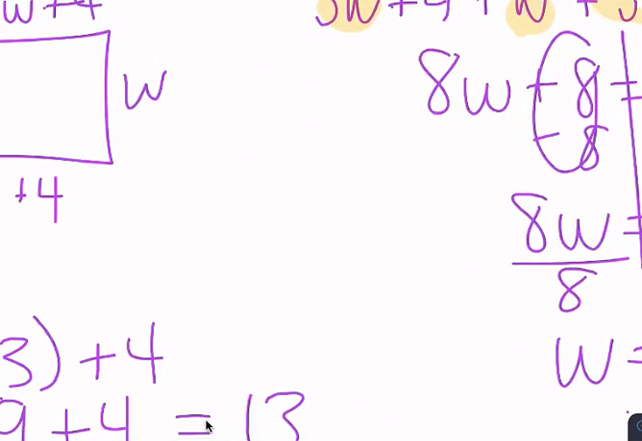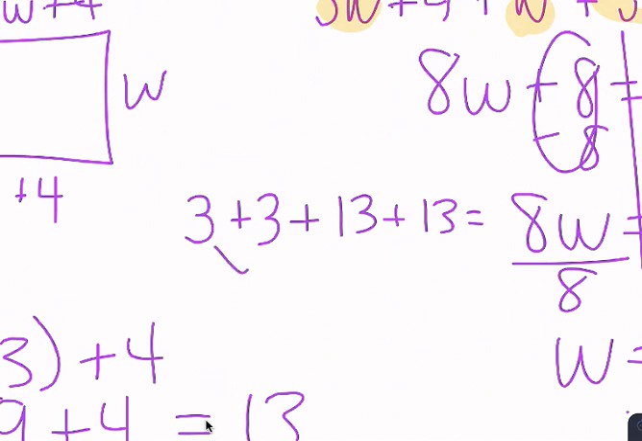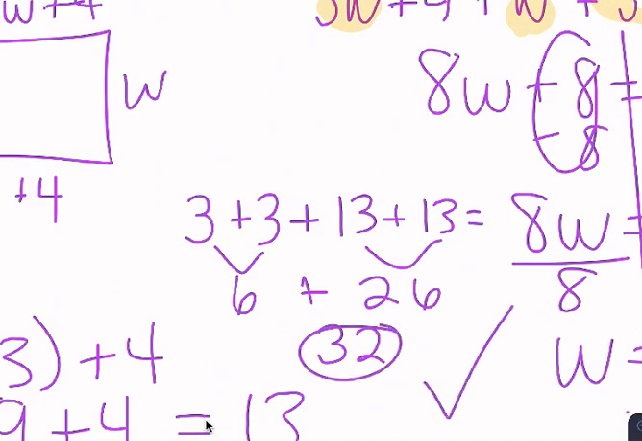So I can check that and say 3 plus 3 plus 13 plus 13. Do I get 32? 6 plus 26. That would be 30. Ooh, 3 plus 3 is not 9. Look at me making all these mistakes today. 6 plus 26 is 32. So we are correct.